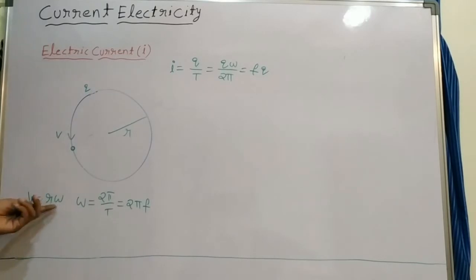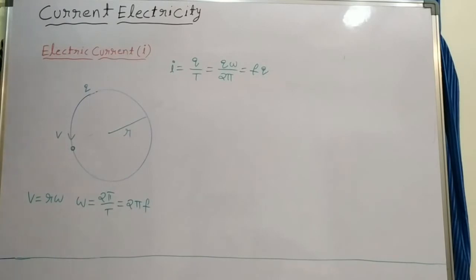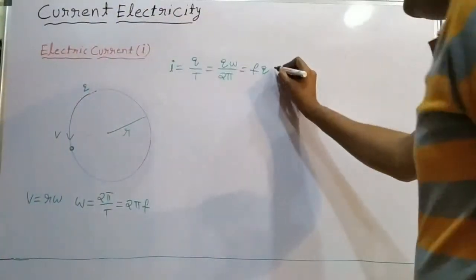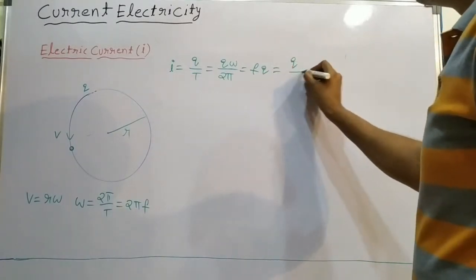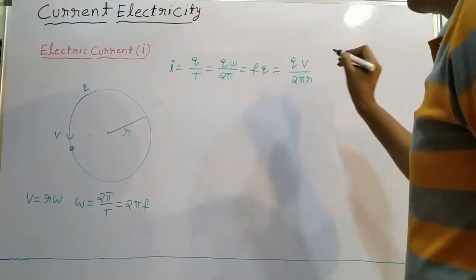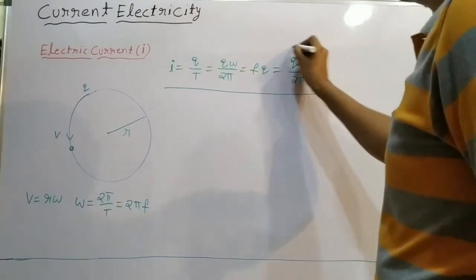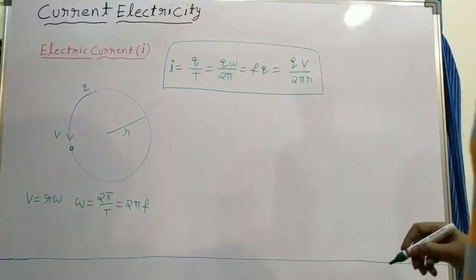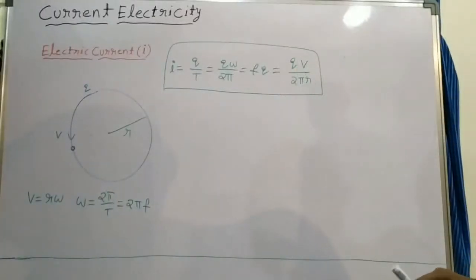Suppose here omega we can write as v by r. That also we can substitute in this equation. Then what do you get from that? Q by 2 pi, omega we can write as v by r. So this is the formula. If they give the time period, use this. If they give angular frequency or angular velocity, use this. If they give only frequency, use this. If they give velocity and radius of the circular path, then you can use this one.